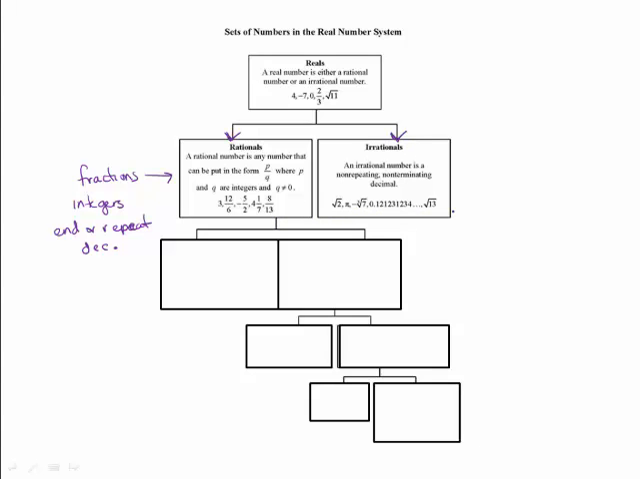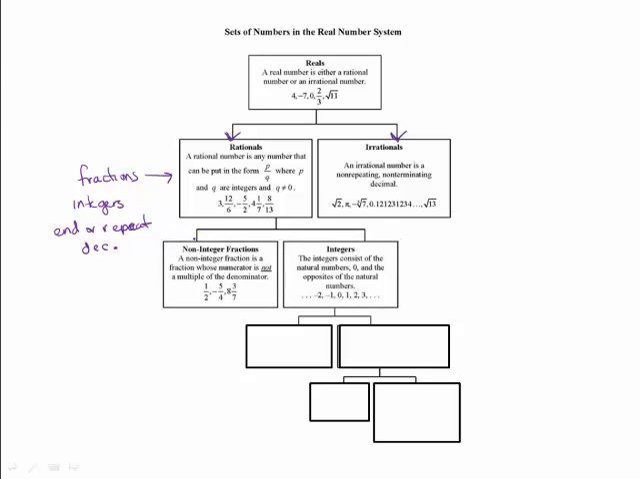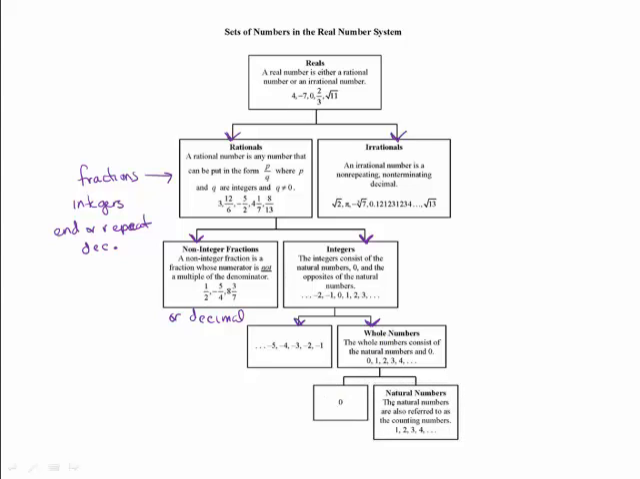So if you're irrational, that's where the line ends. You're just irrational. Now, if you're rational, you're either an integer or you're not. If you're not an integer, you're a fraction or a decimal, or you're an integer, which means you're a positive or negative whole number. If you're an integer, you're negative, or you're positive. If you're positive, you're a whole number. If you're a whole number, you're 0, or you're natural. So that's just another way to look at these.